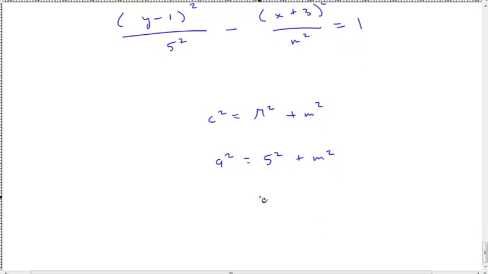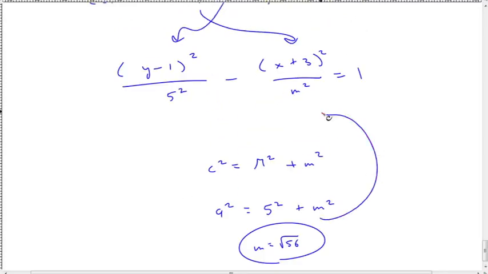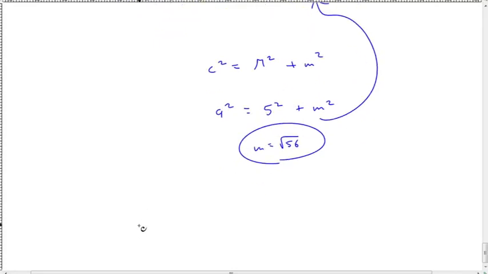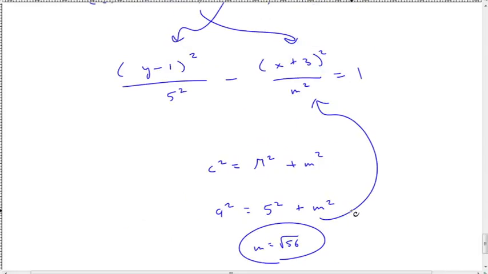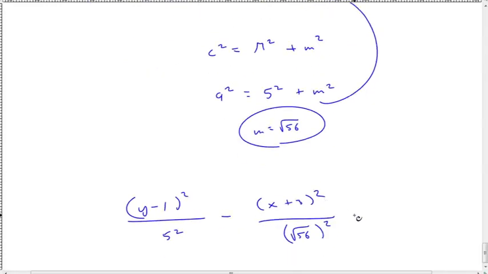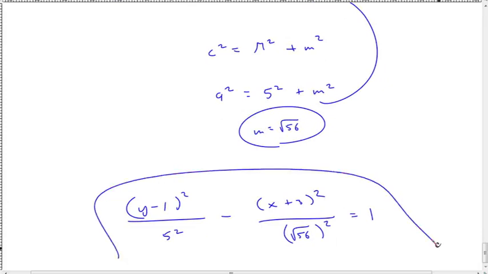Subtract this to the other side and square root it, and what you find is that your minor is equal to the square root of 56. And so my final, and I'm just going to plug that in right there, final answer, y minus 1 all squared divided by the 5 squared minus x plus the 3 squared divided by the square root of 56 squared, it's minor squared, is equal to 1. And again, you can simplify it, of course, but I don't. Just personally, I like it like that.